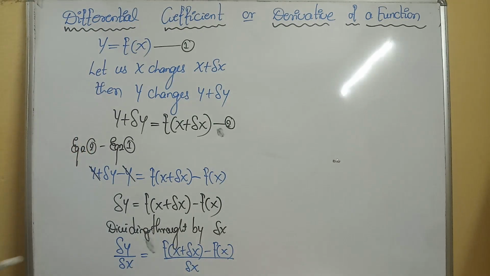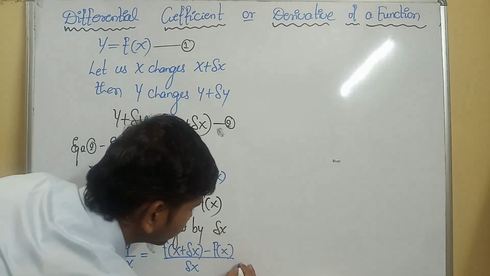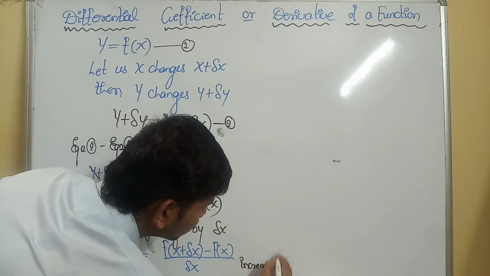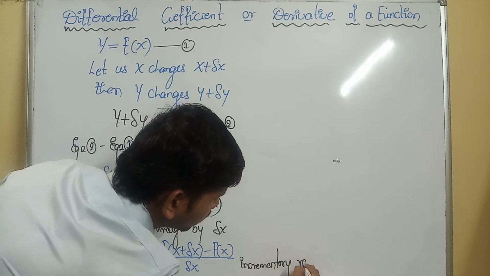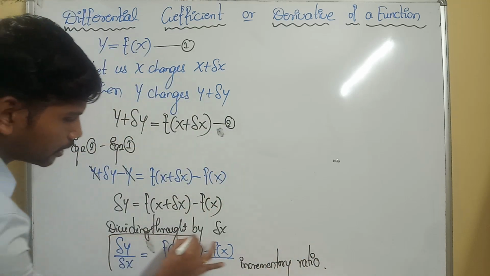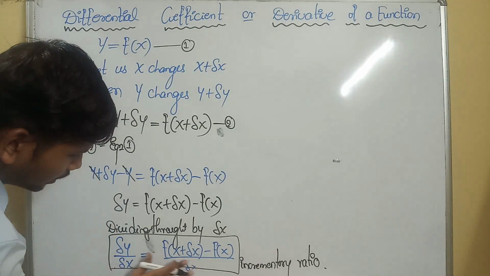Whether you understood the part clearly? This delta y by delta x we are going to call the incrementary ratio. This is called the incrementary ratio.